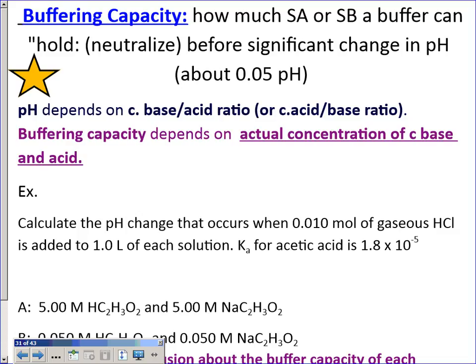Write down the stuff in purple up here. Buffering capacity is basically almost the final topic for us.